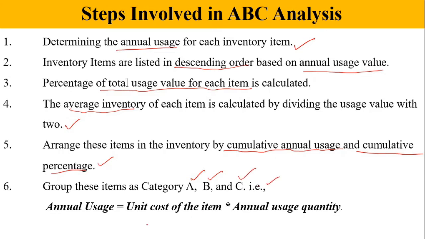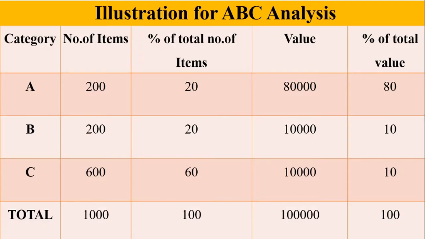The formula for the annual usage value is equal to the unit cost of the item multiplied by the annual usage quantity. That is nothing but the price per unit multiplied by the annual usage quantity. Then you will get the annual usage value.